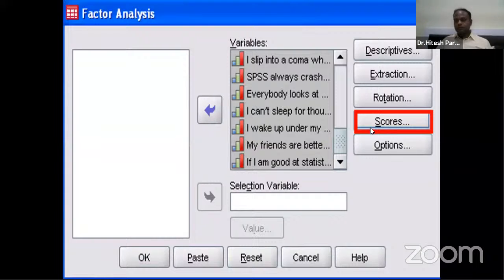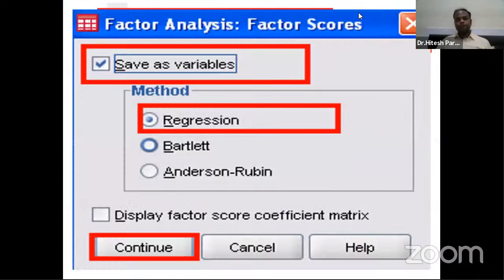Click on scores. Once you click on scores, give a tick mark to save as variables. By default the method is regression, which we will not change, and continue.